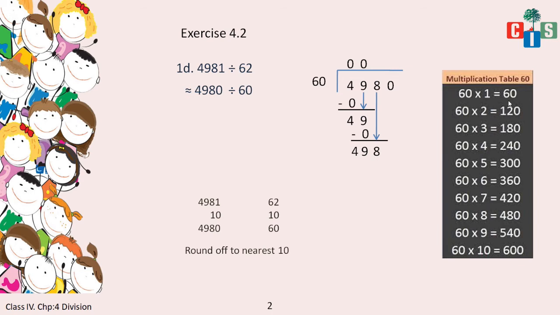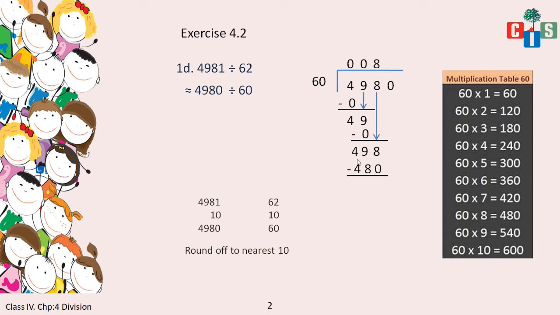Okay, so let's check out 60, 180, 300 and 480. 480 is there and 540 is there. So I have to take the lesser number, that is 480. And when 60 is multiplied 8 times, I get 480. So 60 times 8 is 480.